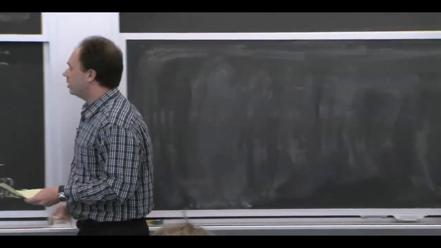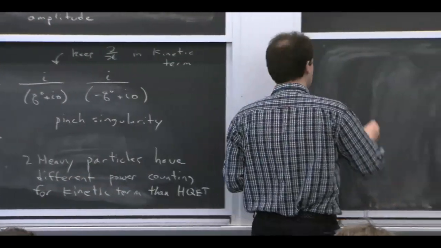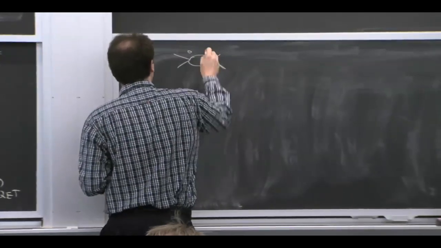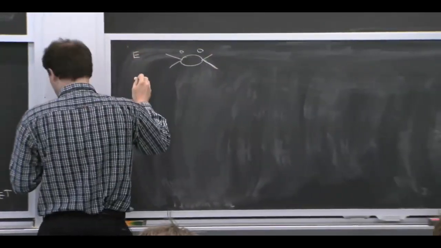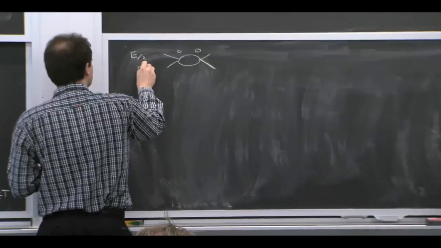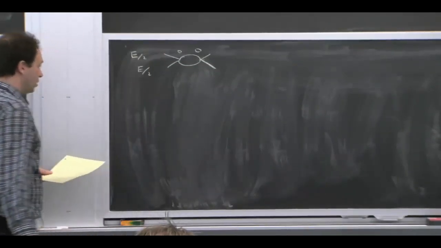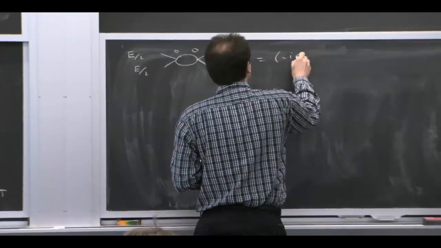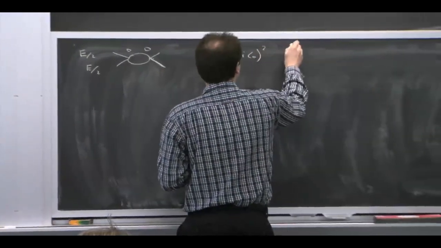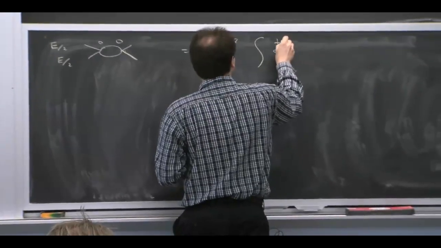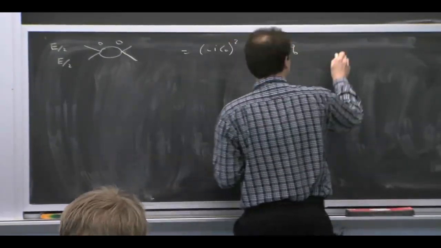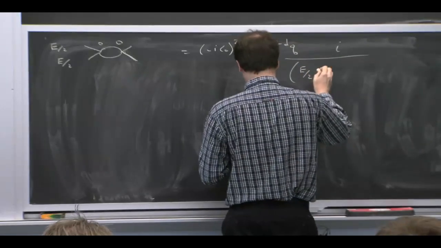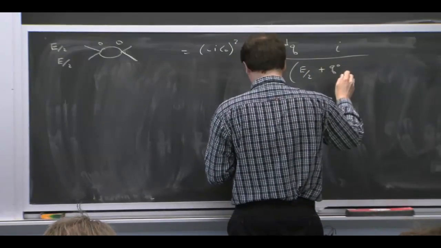So let's redo our calculation here, but now keeping that term and see what we get. Same bubble diagram. Let me send in on each of these legs E over 2. So E is the total energy that I'm sending in. Convenient normalization. Let's see how having the kinetic energy fixes this pinch pole.